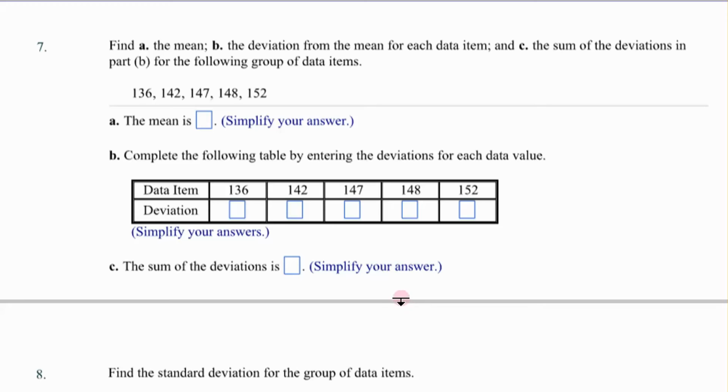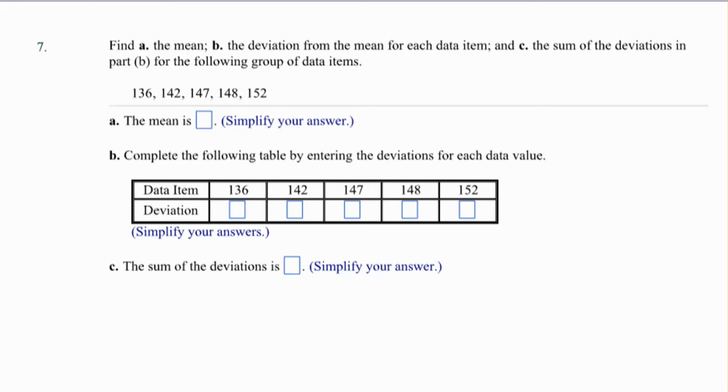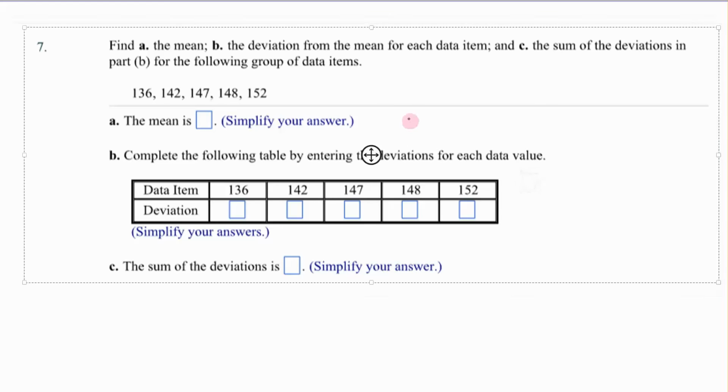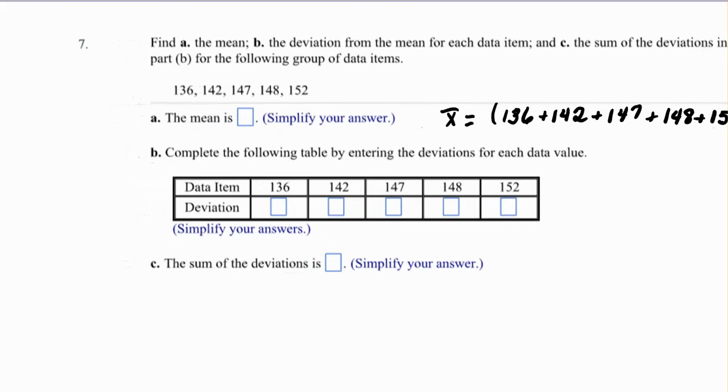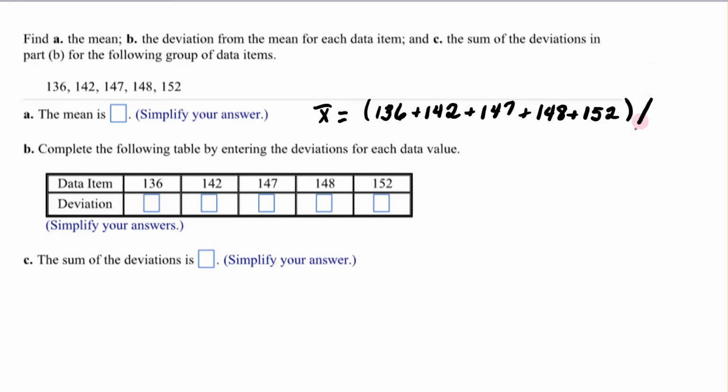All right, number 7 is just like that. First, I have to find the mean. And if you want to, pause, you do it, and then compare. So I have 136 plus 142 plus 147 plus 148 plus 152 divided by 5, and that gives me a mean of 145.